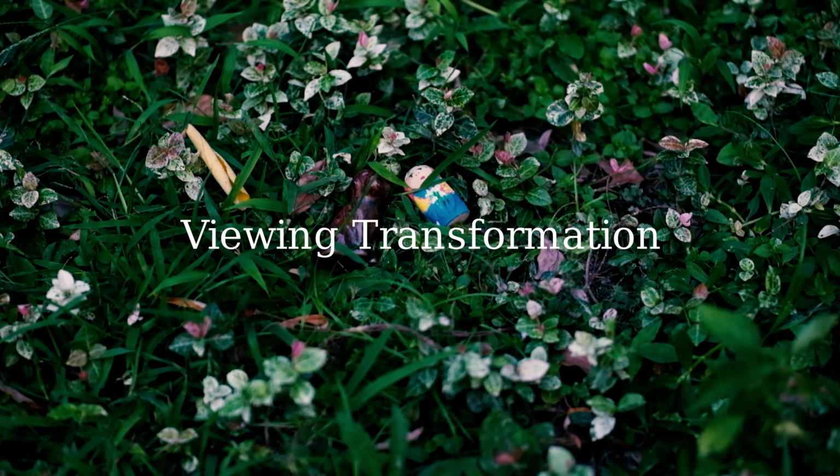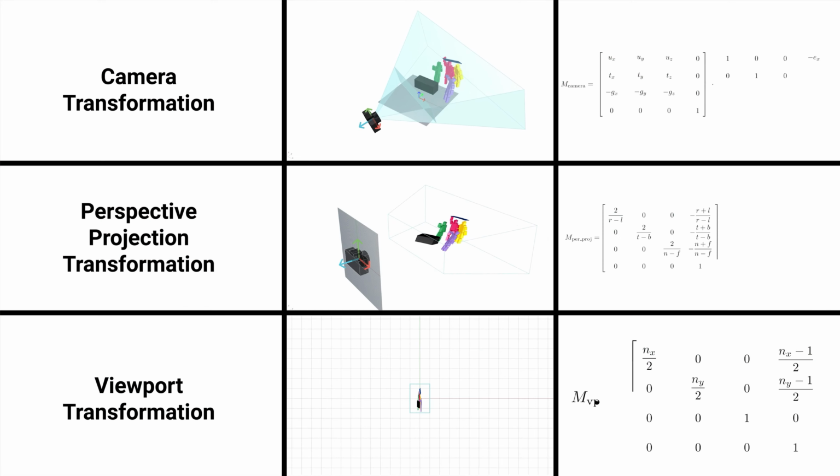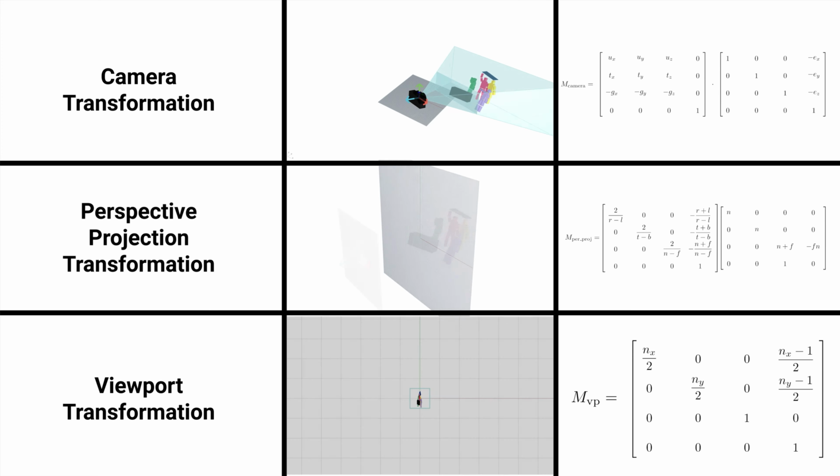Viewing transformations turn a 3D scene into a 2D image. In this video, I'll show you all the transformations and matrices behind this process. First, let's take a glance at the big picture.